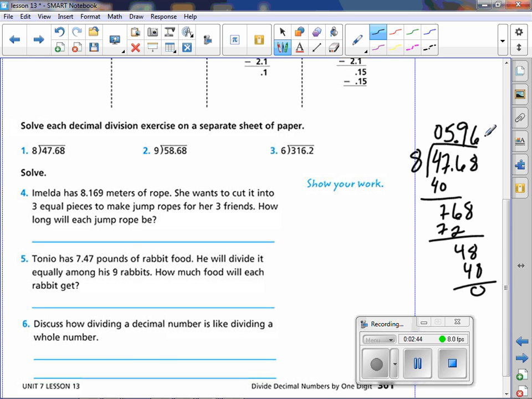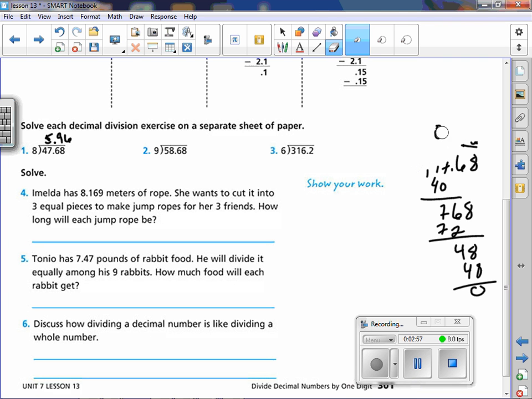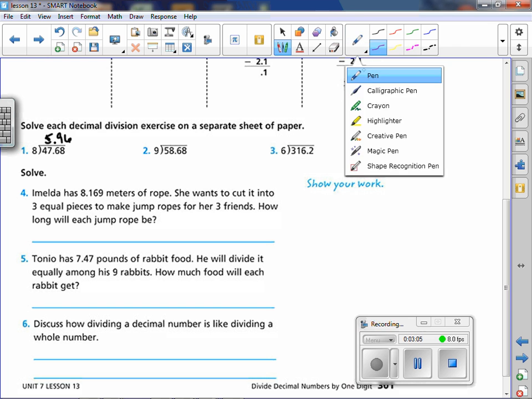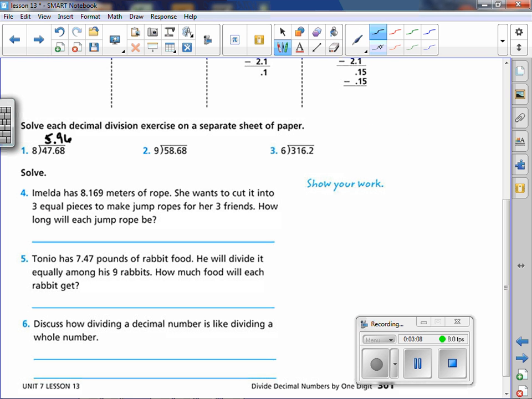So 8 goes into 47 and 68/100ths, 5 and 96/100ths times. Okay, let's try one more. Okay, let's do number 3. I know I said I was going to do 2, but let's go ahead and do 3. 316 and 2/10ths divided by 6.